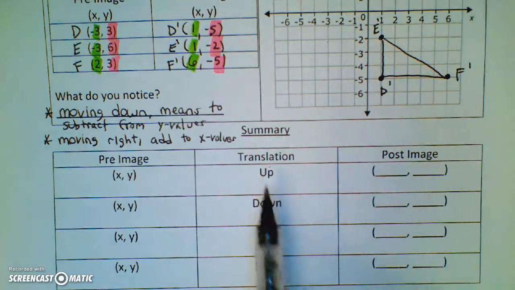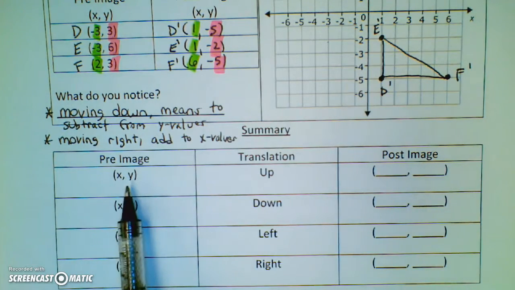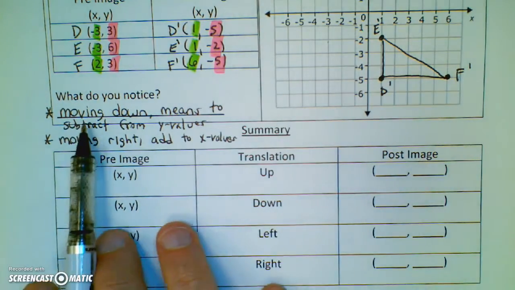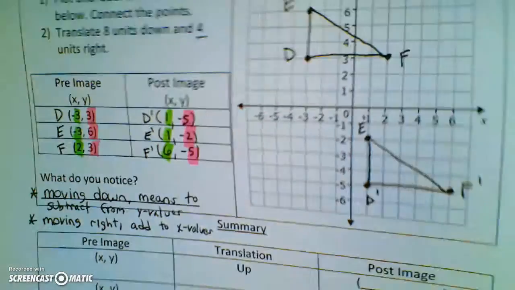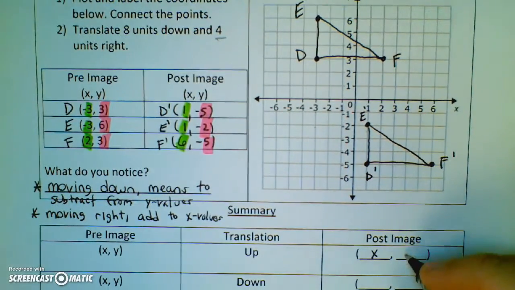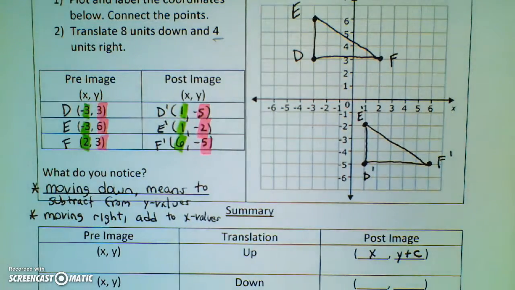So here's a little summary for us to do together. What happens if my preimage is at x, y and I move up? Well, when you move up, moving up means you add to the y value. So the x value stays the same, and the y value is increased. I'm going to say y plus c, and c will just be some number that we'd be moving up.